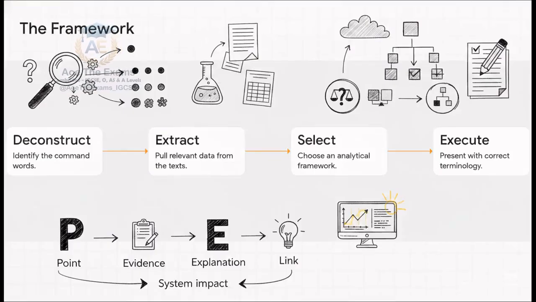Okay, let's get into the actual mechanics. This right here is the exact blueprint that top-scoring students use every single time. We call it the Deconstruct, Solve, Evaluate blueprint, and it's completely driven by the PEEL framework: point, evidence, explanation, link. Step 1, you must deconstruct the question. What is the actual command word? Is it just identify for a quick 1 mark? Is it explain for 4 marks? Or is it a massive discuss for 8 marks?